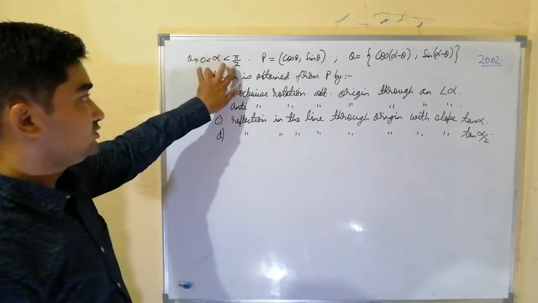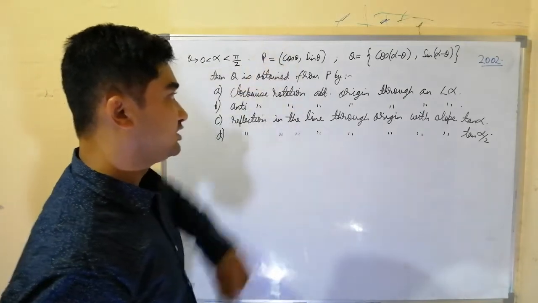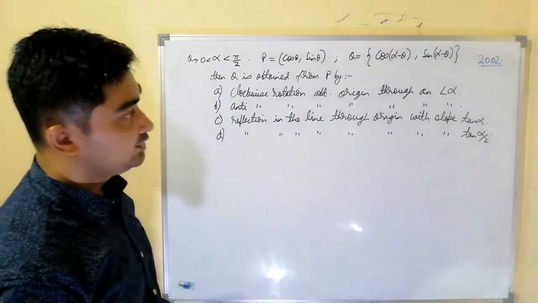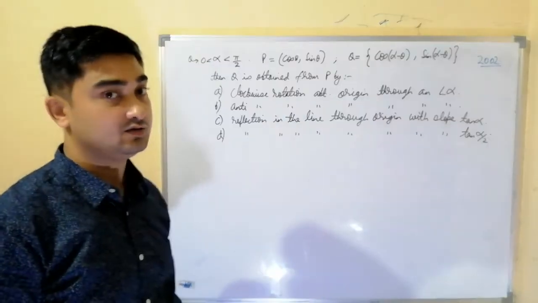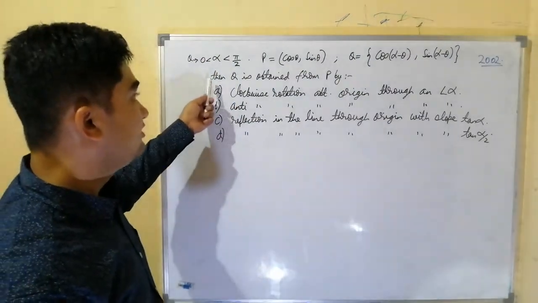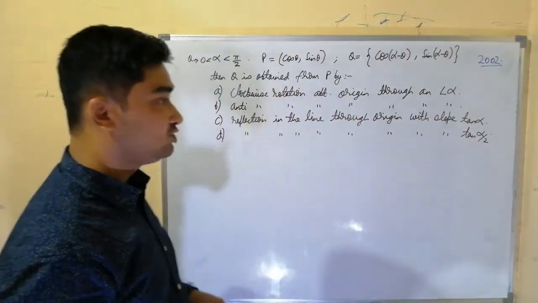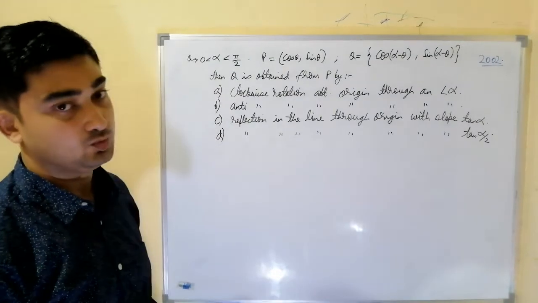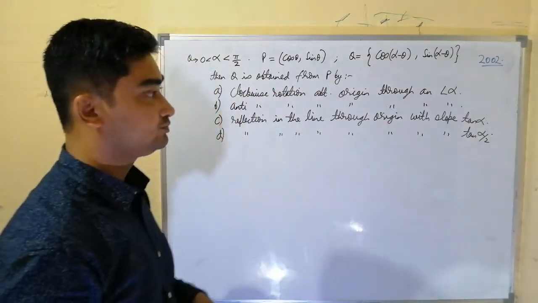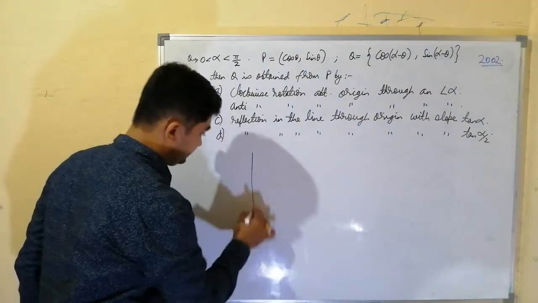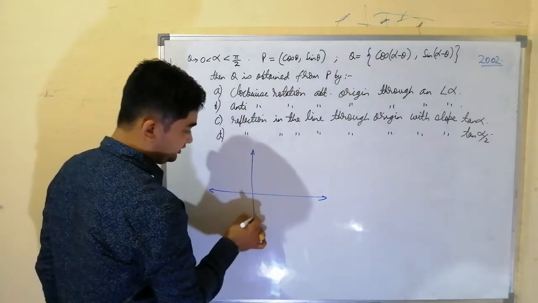Angle alpha is given, which is between 0 to pi by 2. A point P is given, which is cos theta comma sin theta. A point Q is given, which is cos(alpha minus theta) comma sin(alpha minus theta). And we have to find what operation we should do on P to get the point Q. Before understanding this, let us mark somewhere point P and point Q.